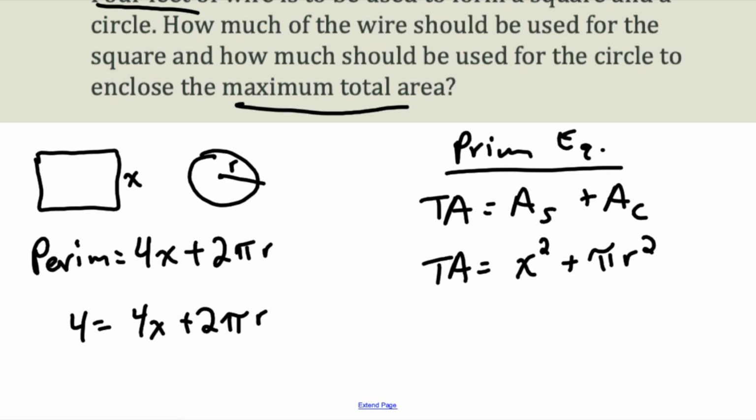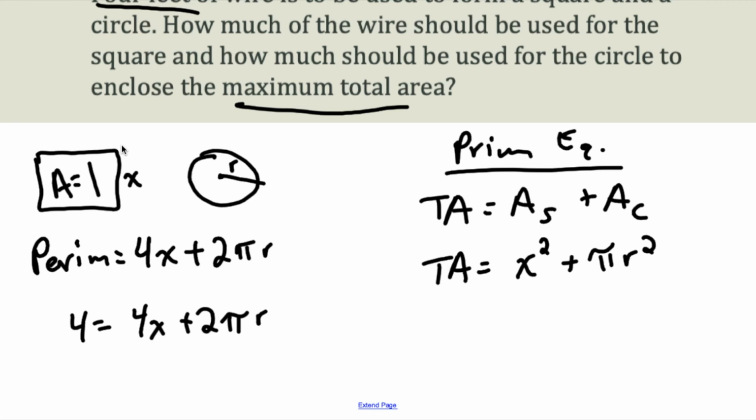Now, one thing you want to keep in mind is that, for example, if all of the wire is being used for the square, what would the area be? Well, if this whole thing has a perimeter of 4, our area would be 1, right? Because then each side length would be 1, and 1 times 1 would be 1. We would just have a 1 square foot square.